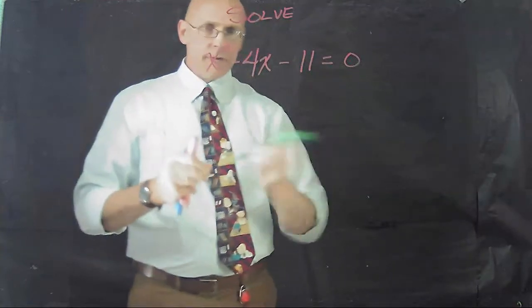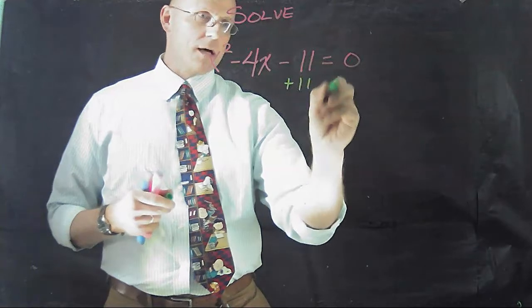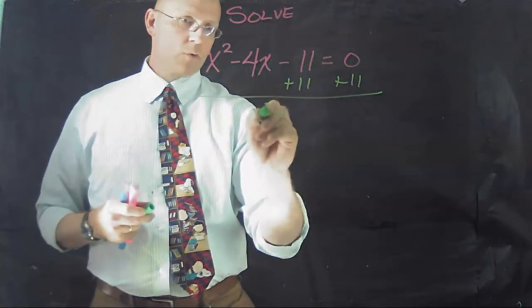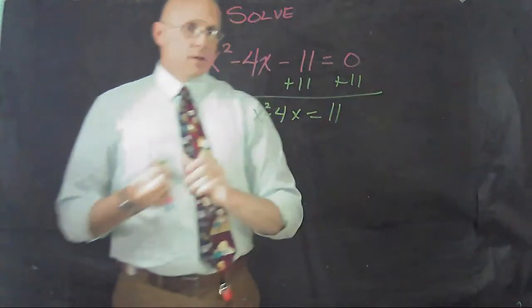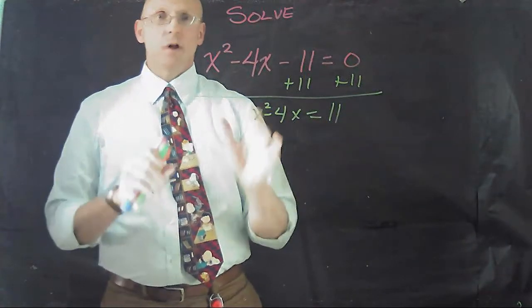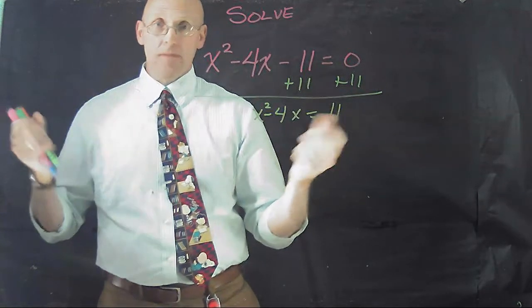So I'm going to start by adding 11 to both sides. And I'm going to get x squared minus 4x equals 11. Okay, now, so all I did was put the constant term on the other side. Now remember, as long as I'm doing the same thing to both sides, I'm okay.